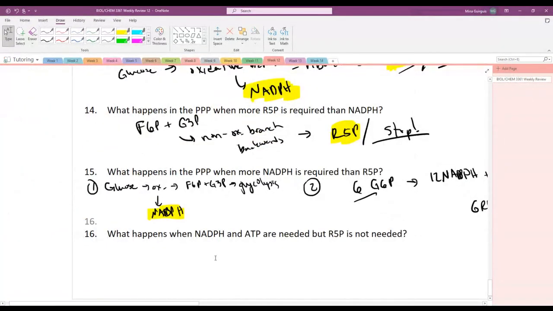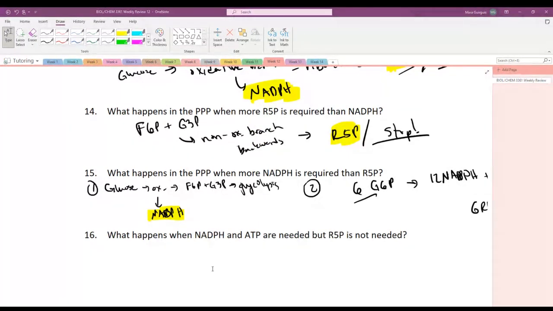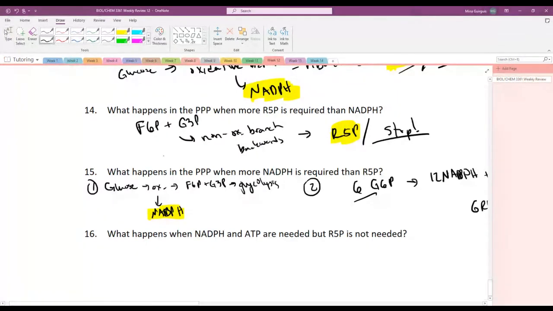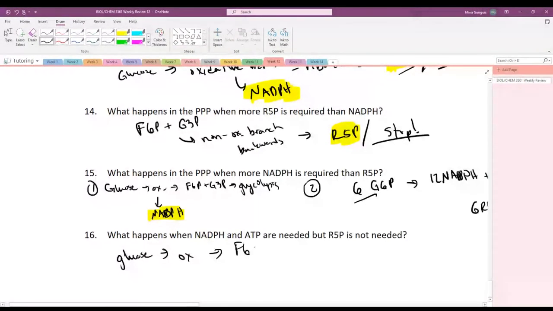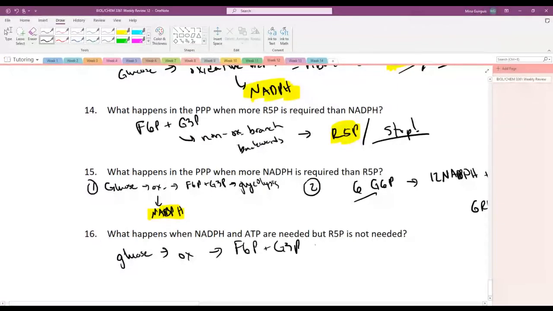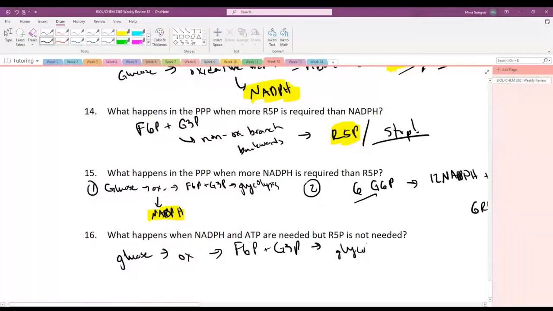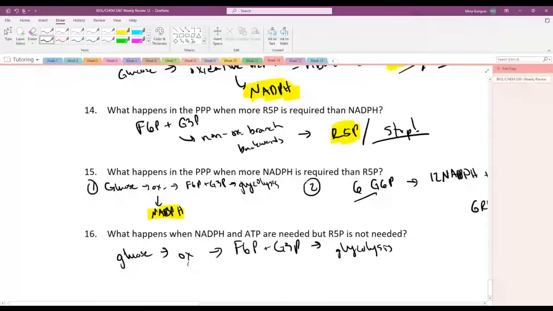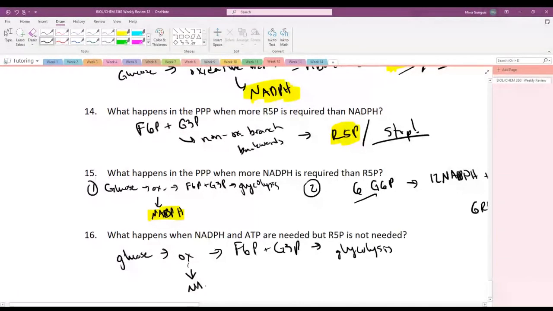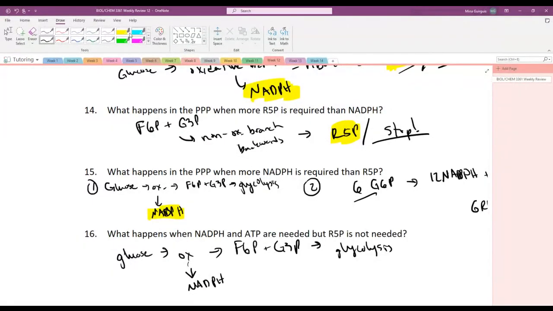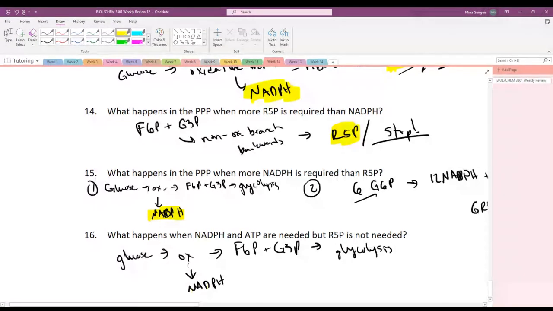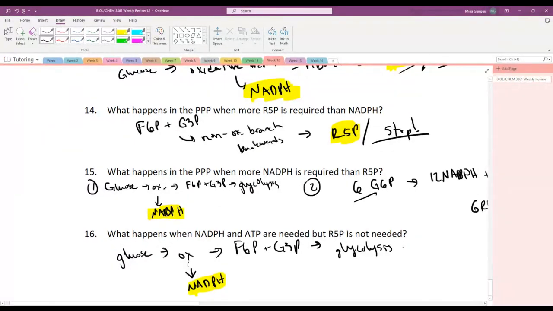But now what happens if you need NADPH and you need glucose, okay? But you don't really need R5P. Well, this is exactly like case 1 above. You take glucose or glucose 6-phosphate, whichever you prefer, feed it through the oxidative branch, get F6P and G3P, and these two will just do glycolysis as normal. Okay, this gives us NADPH. These two go through glycolysis and we get ATP out of it. So we're happy.